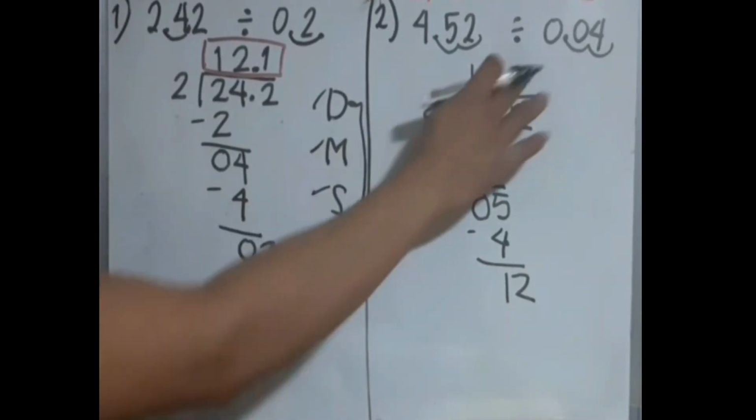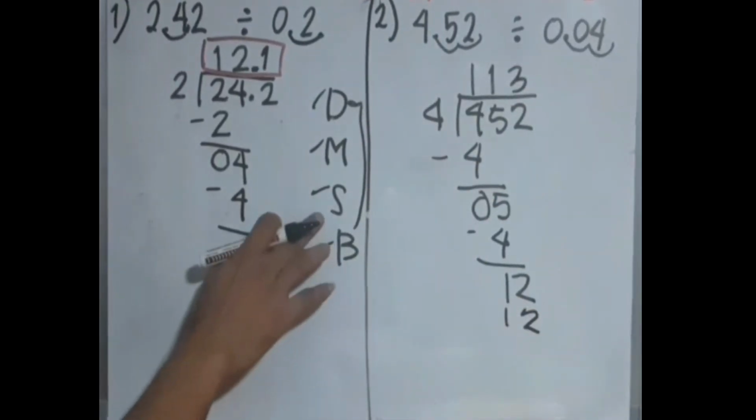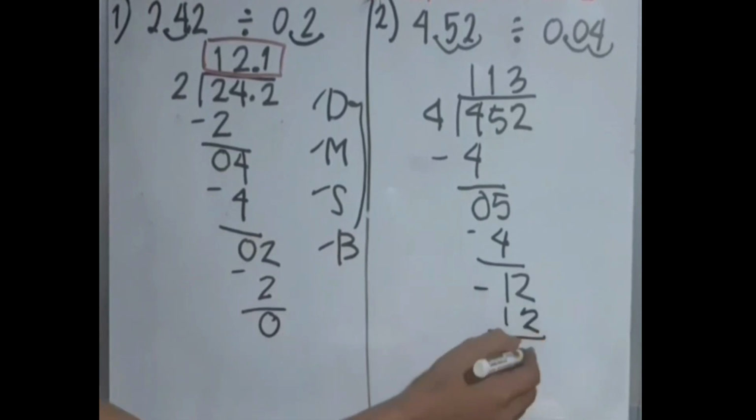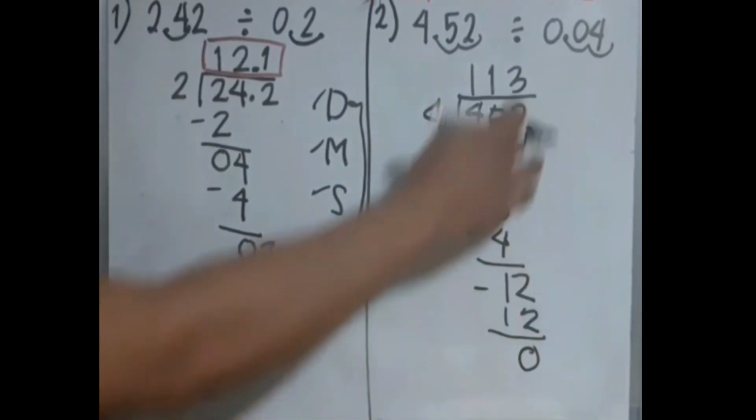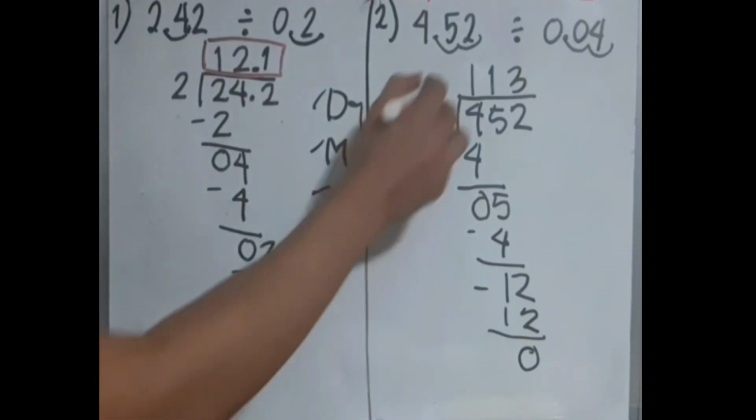Then, multiply. 3 times 4 is equal to 12. Then, subtract. 12 minus 12 is equal to 0. Dahil wala na tayong i-bring down, that means tapos na yung ating pag-divide. So, therefore, our answer is 113.